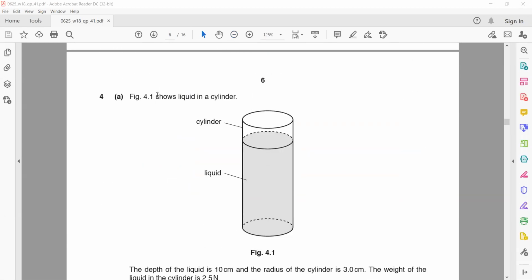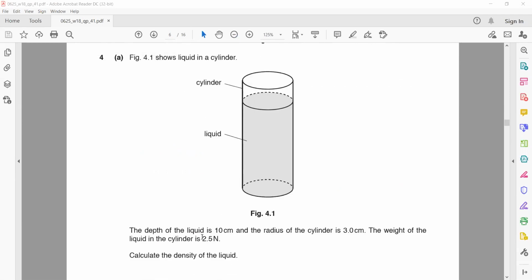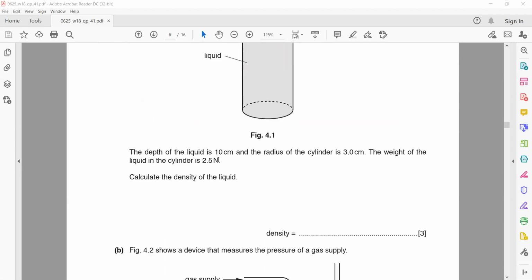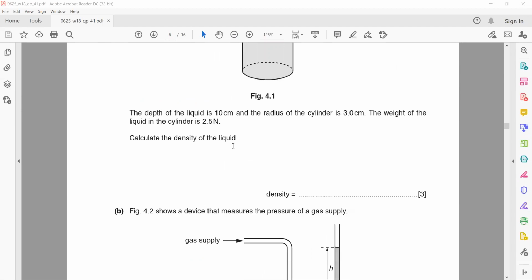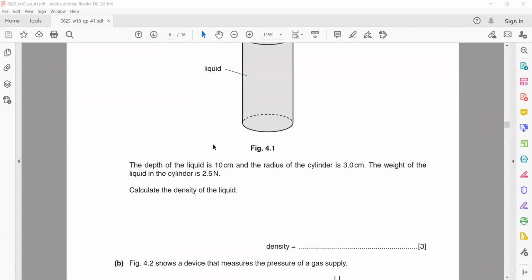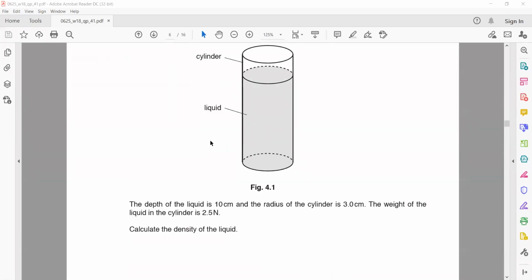In this question, figure 4.1 shows a liquid in a cylinder. The depth of the liquid is 10 centimeter. The radius of the cylinder is 3 centimeter. The weight of the liquid is 2.5. Calculate the density of the liquid. So density is mass present in unit volume.